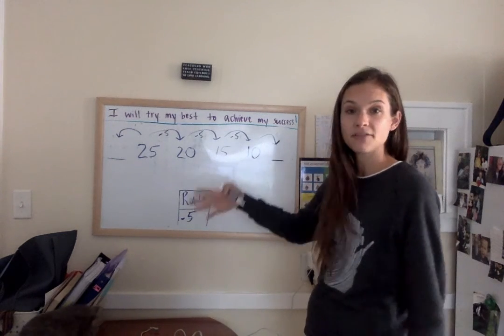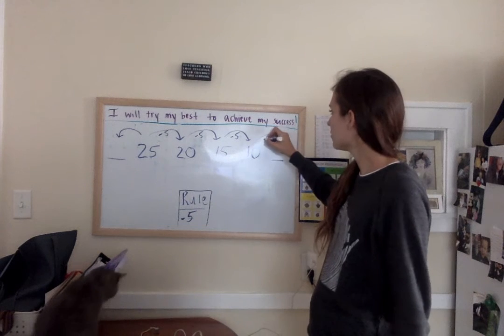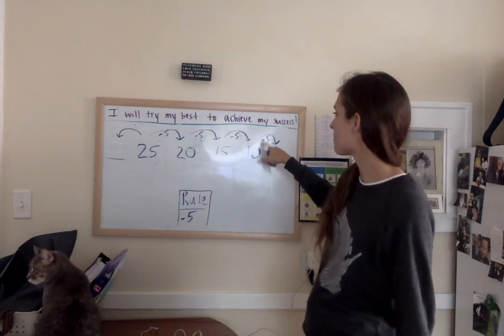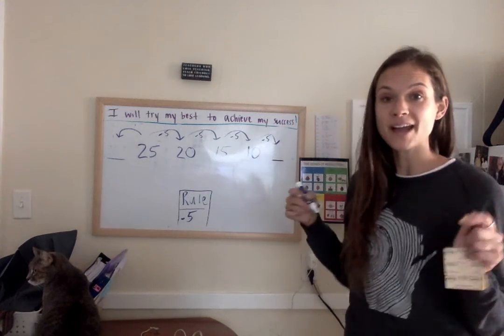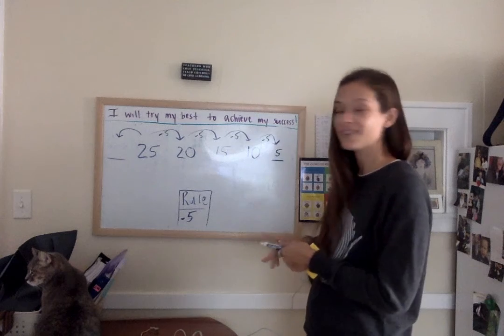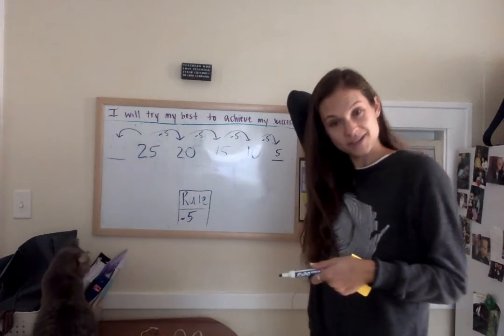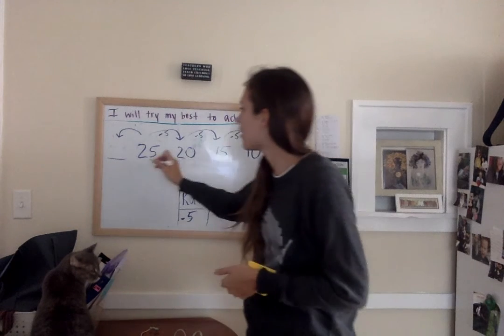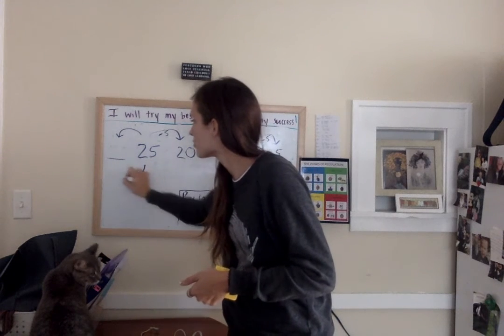What number would come after 10? 10, what operation? Minus 5. 10 minus 5 equals 5. Did you get that? If you did, pat yourself on the back. Nice work. Now, we have to figure out what number comes before 25.